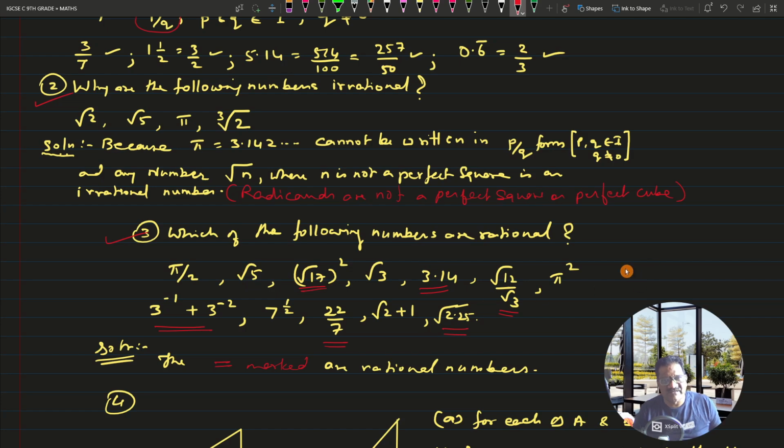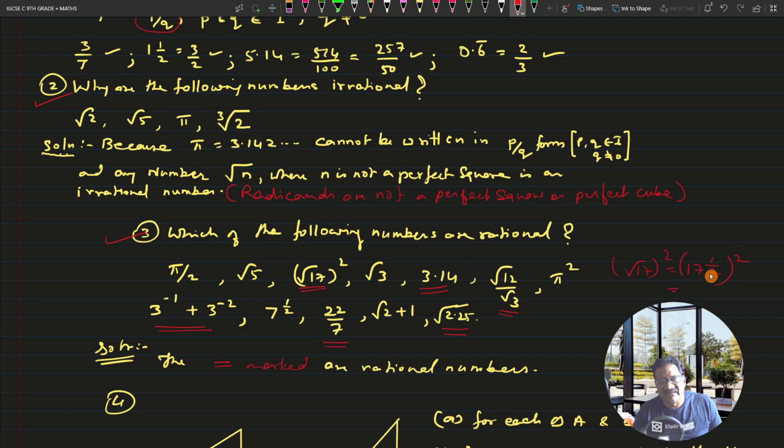Now, root of 17 the whole square, if you work it out, root 17 can be written as 17 raised to 1 by 2. Okay. Root 17 can be written as 17 raised to 1 by 2, whole raised to 2.